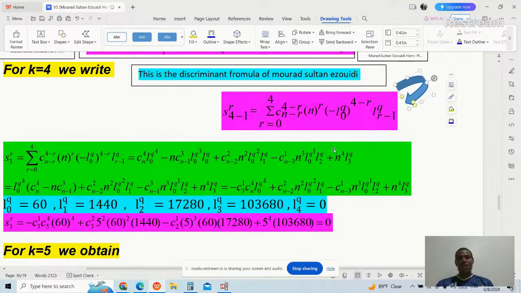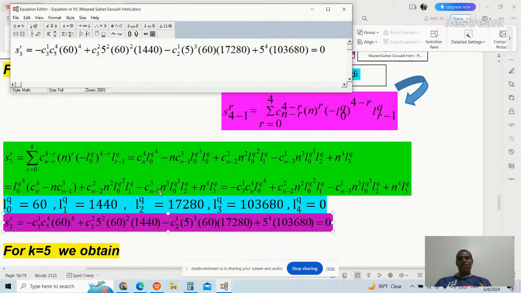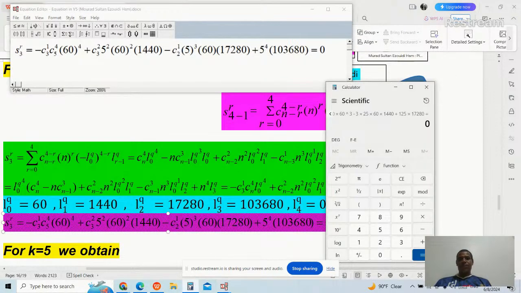Therefore, learners, the rest of the terms when r equals 2, 3 and 4 will be the same. You just develop the discriminant formula of Mourad Sultan Ezouidi and write it down here. Now, after finishing developing the value of S3 in terms of combinations and the coefficients, we just calculate the value of S3. Here, learners, this is the calculator.